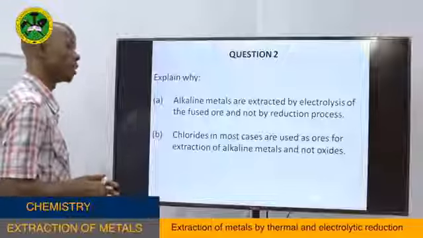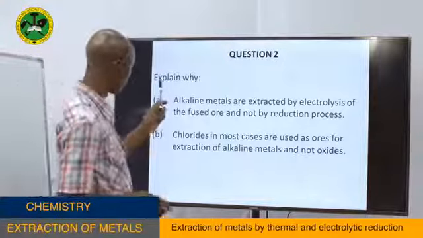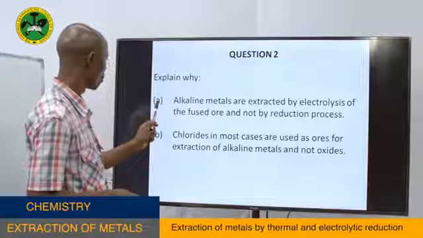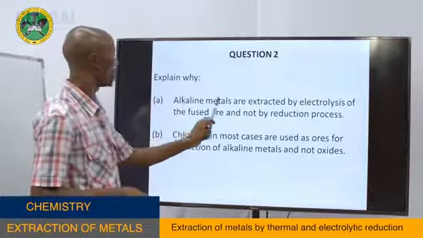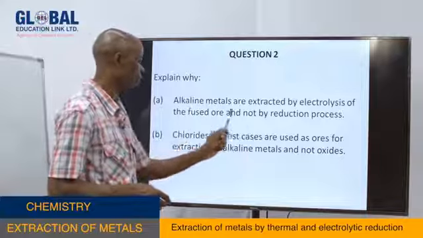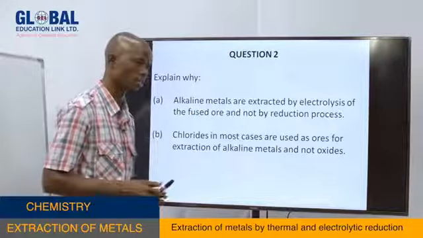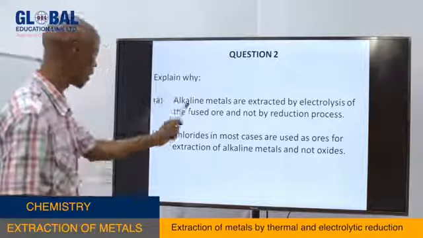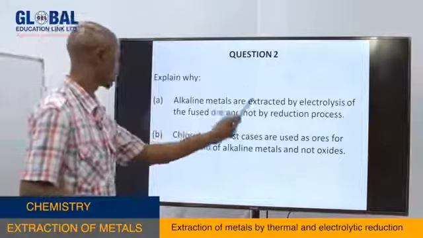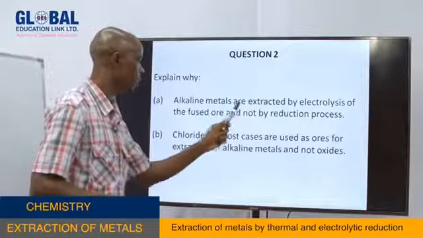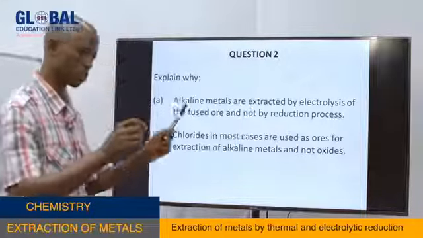So let's proceed to another question. The second question here on the board says, explain why alkaline metals are extracted by electrolysis of their fused ore and not by reduction process. If you look at this particular question, alkaline metals are extracted by electrolysis of their fused ore and not by reduction process.